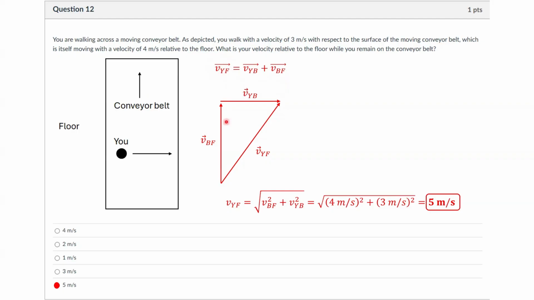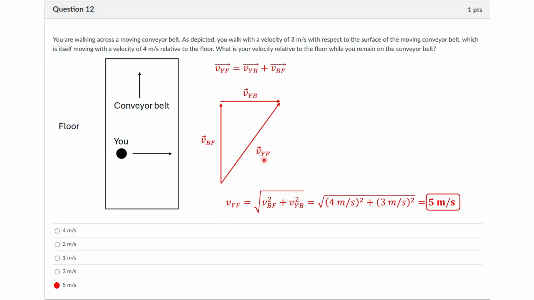In this case, those vectors are not aligned in the same set of directions. The velocity of the conveyor belt relative to the floor is that way, as depicted here. The velocity of you relative to the conveyor belt is that way. And so the vector sum of those two, yb plus bf, in this case I reverse the order, which you can do in addition, would be completed graphically by tail to tip. Tail of the first connected to tip of the second, when arranged this way, should be the vector sum, such that this would be the velocity of you relative to the floor.